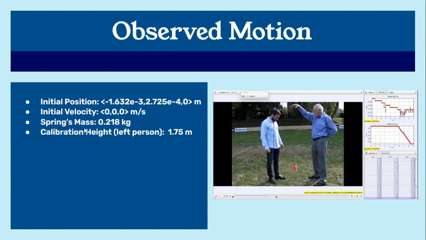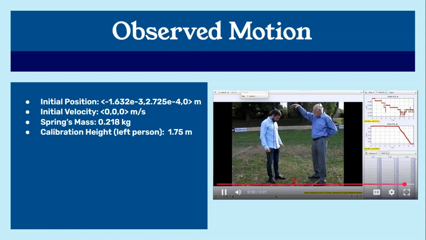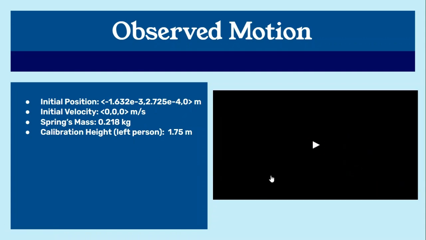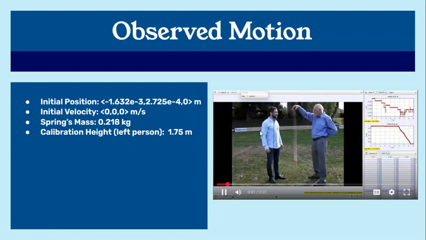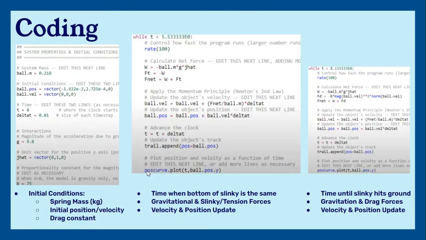And with these, we also have the initial position, which is basically zero, the initial velocity, which is zero, the spring mass, which is 0.218 kilograms, and then the calibration height, which is based on this person's height, which we recorded as 1.75 meters, about 5'7".